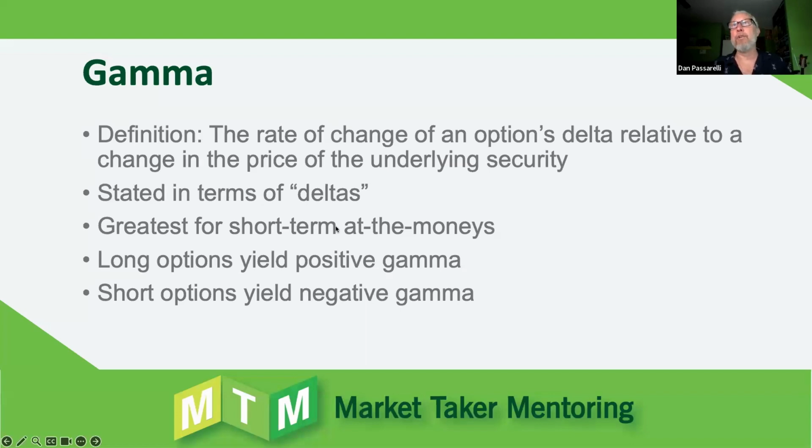Gamma is the rate of change of an option's delta relative to a change in the price of the underlying security. And it's stated in terms of deltas. If the gamma is 0.16, that means if the underlying stock goes up by $1, delta gets bigger by 16 deltas. Goes down $1, gets smaller by 16 deltas. Now, delta is the biggest for short-term at-the-money options. Gamma is biggest for short-term at-the-money options.